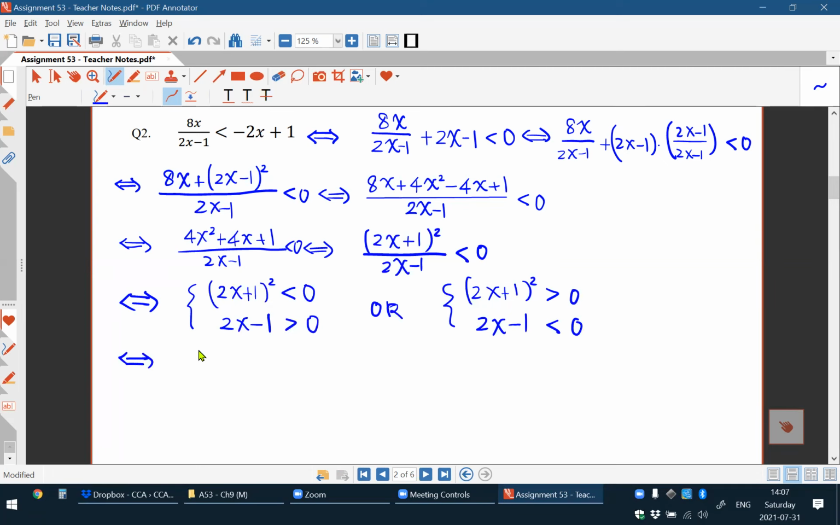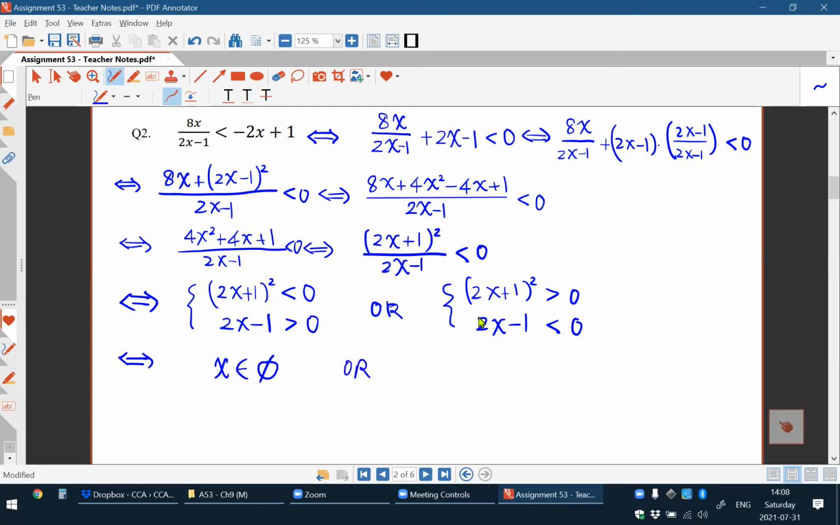For the first case, note that any real number squared is always non-negative, right? So no matter what x is, there is no number whose square can be less than zero. So the solution for the first case must be x belongs to the empty set. There is no solution for the first case, right?